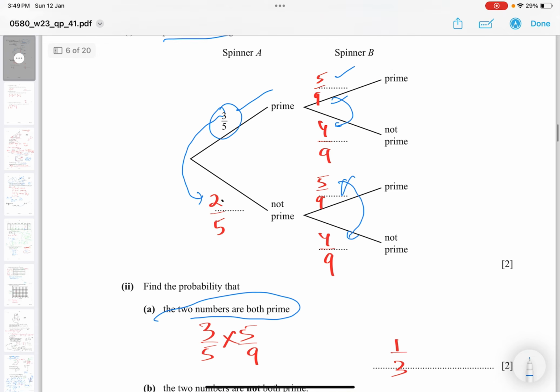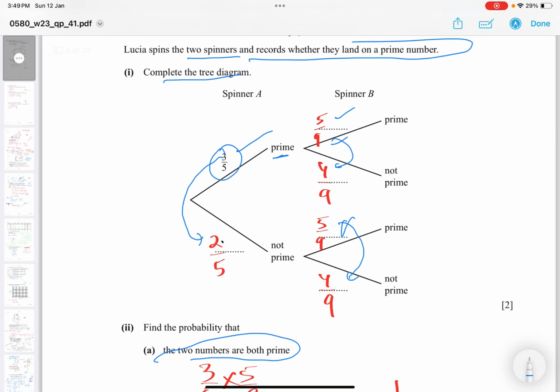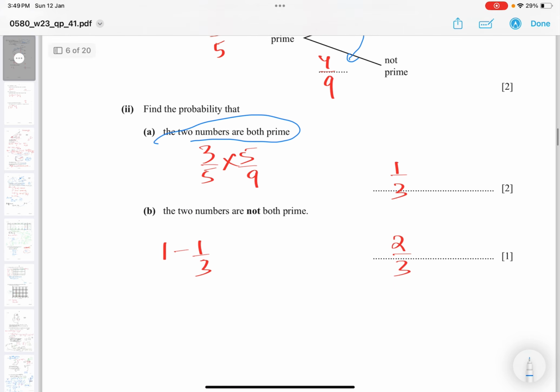Both prime. Repeat after me. Both prime. We are moving on the branch, so first is this and the second is this. If we are moving like this in a branch, we multiply the probabilities. That would be 3 by 5 times 5 by 9. That will give us 1 by 3.